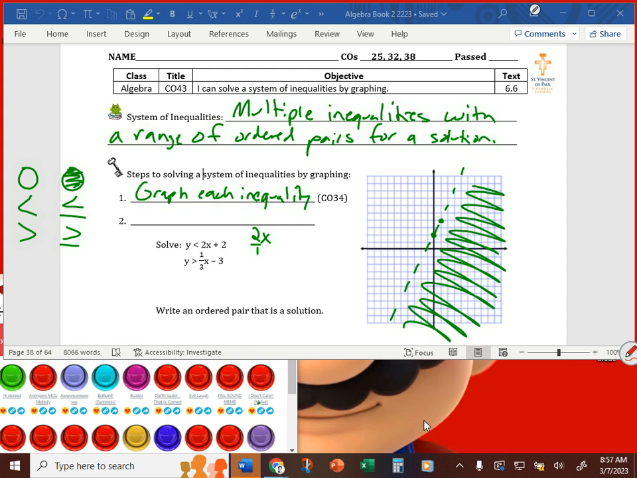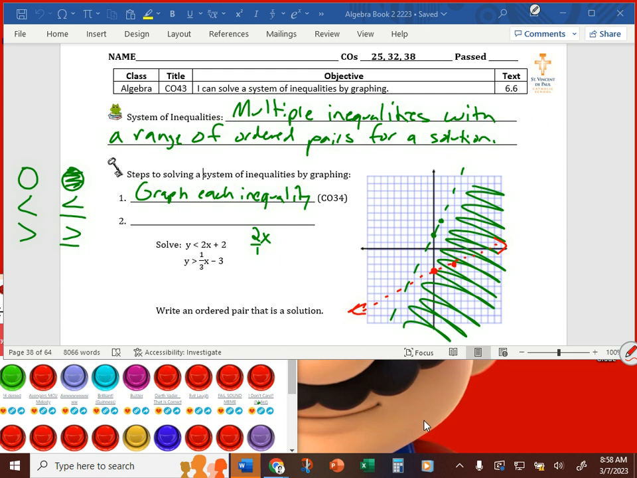So we're starting at -3 for our y-intercept, right? 1/3 x minus 3. And then from that point, we're using our slope up 1 over 3, and that's going to put us right here. Right? And we are using a dashed line to do that. And we are shading above.